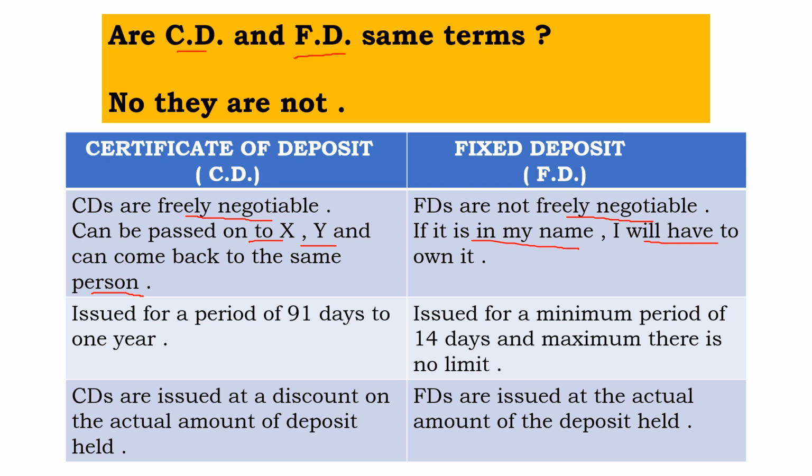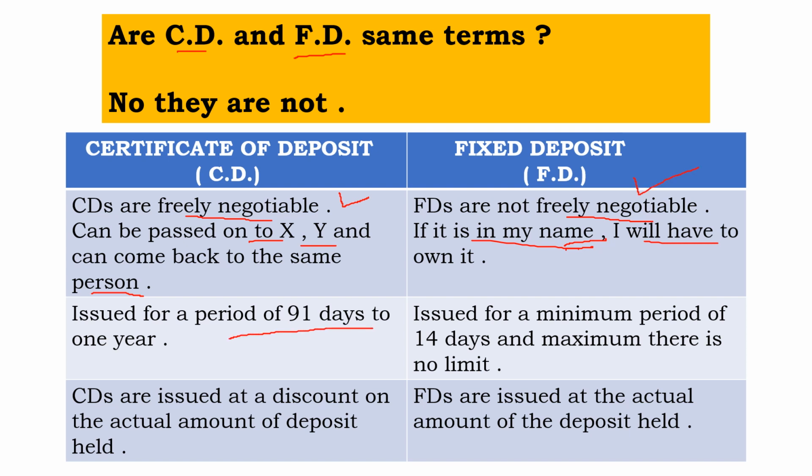Okay, these days you don't need to go to the bank to get your FD. You can just do it on the app. But that app, your account number, it will be in my app, right? So it is not freely negotiable. If it is in my name, only I can get it redeemed, even if I go personally to the bank or I do it through the app. Clear? So the point was that a CD is freely negotiable and an FD is not freely negotiable.